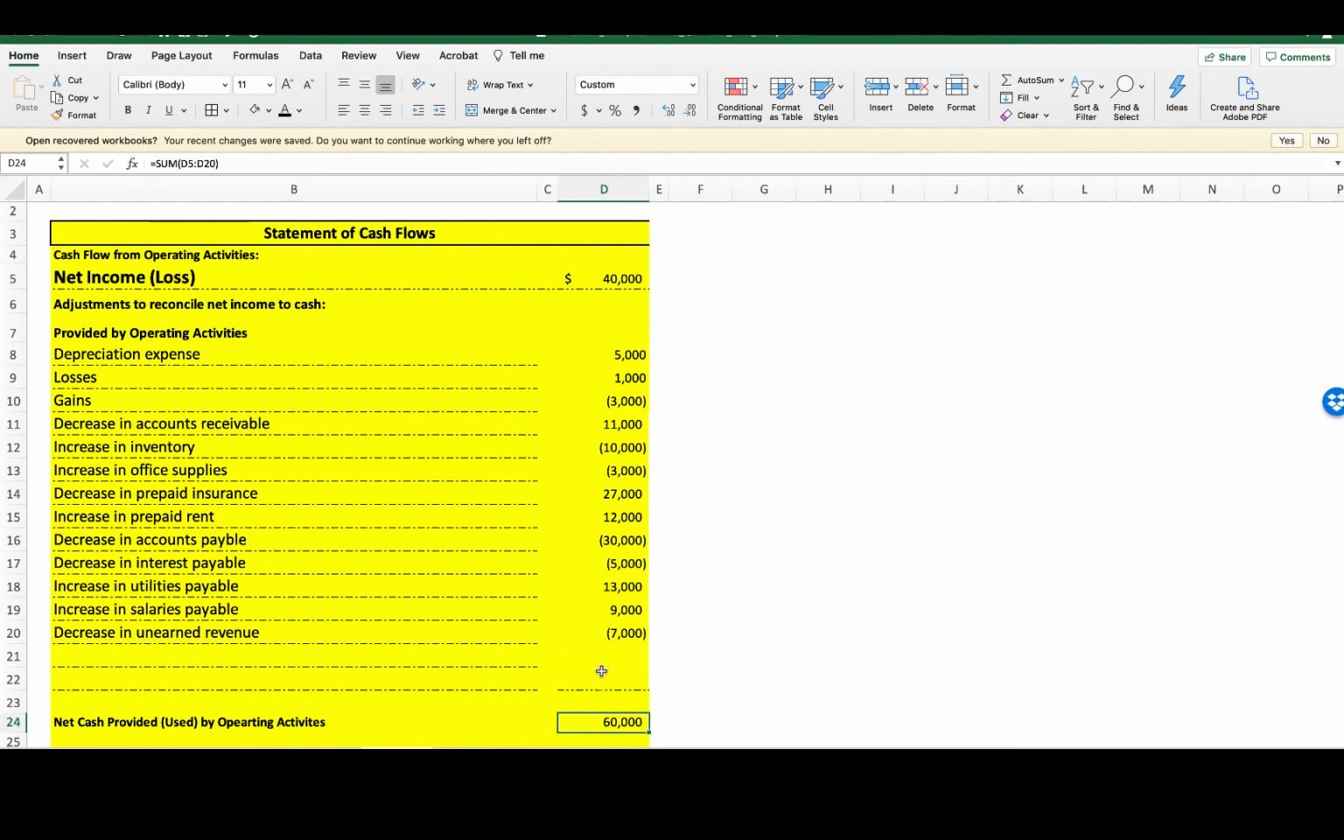So what does this tell you? This company had net income of $40,000, right? That's profit. Well, how much of this net income is actually cash? Well, this $40,000 actually translates to $60,000 in cash. So this company was able to generate $60,000 in cash from selling goods and providing services. So this is good. If net cash flow from operating activities is positive, that is a very good sign. Okay, so that is how you calculate net cash from operating activities.